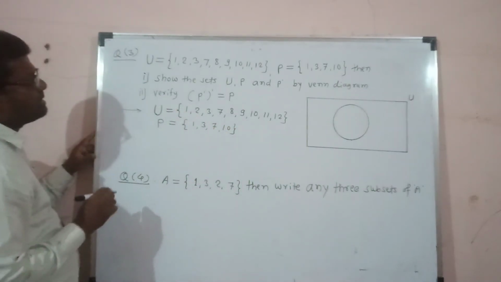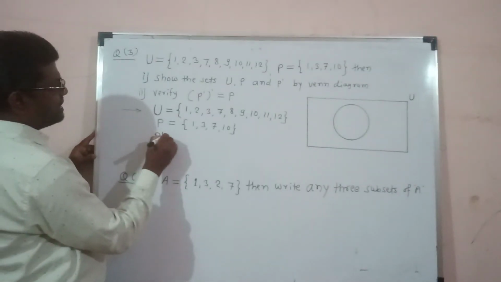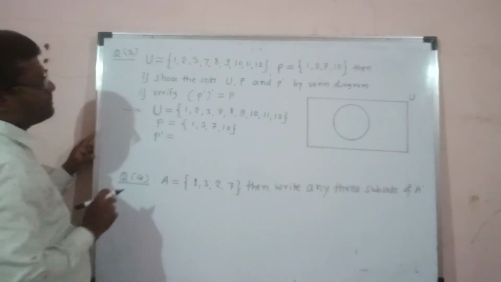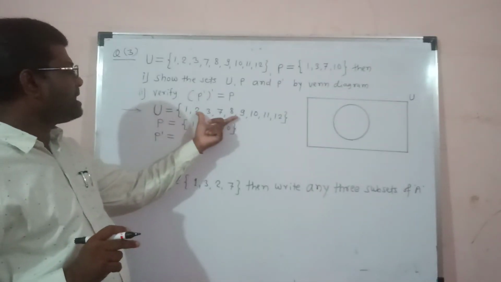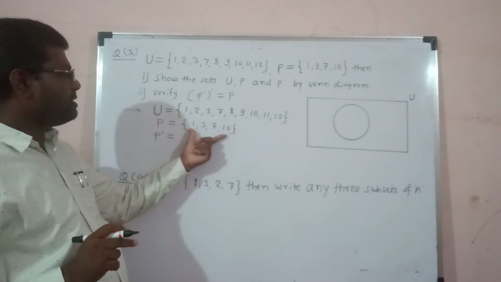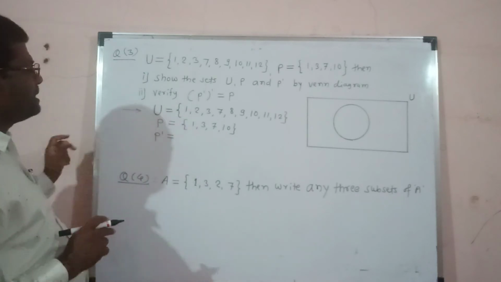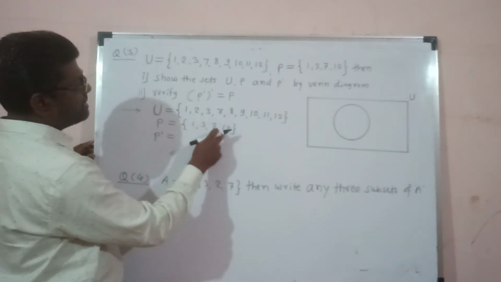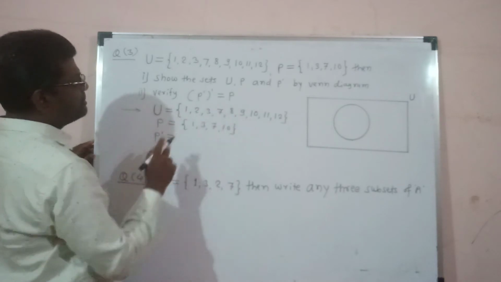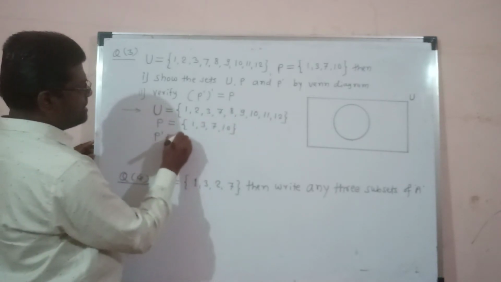Now what will be P dash? P dash is the complement of P. Therefore it is the set of elements which are in U but not in P. Therefore we leave the elements 1, 3, 7, 10 from U and write the other elements.